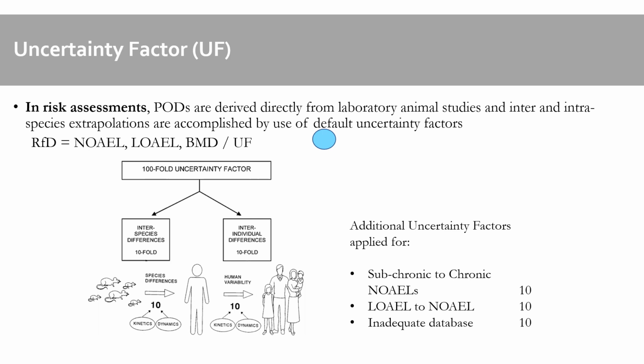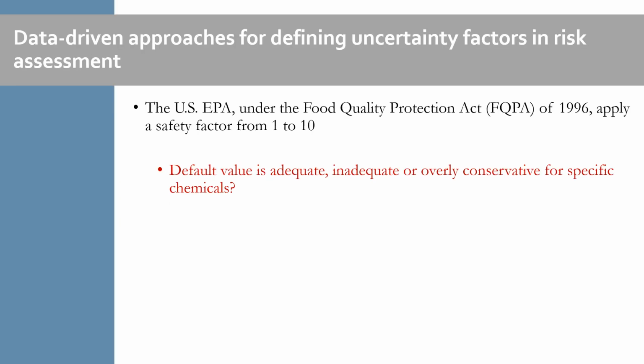The use of PBPK models can allow us to reduce the overall uncertainty factors, allowing for more realistic exposure guidelines, which is the purpose in the advancement of the risk assessment process. So here is an example of application of PBPK modeling with data-driven approaches for defining uncertainty factors in risk assessment. Usually, the US EPA, under the Food Quality Protection Act, or FQPA, applies some uncertainty factors to protect children. So these factors can go from 1 to 10. But is this default value adequate, inadequate, or overly conservative for specific chemicals?